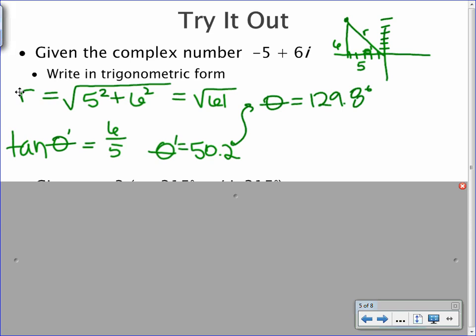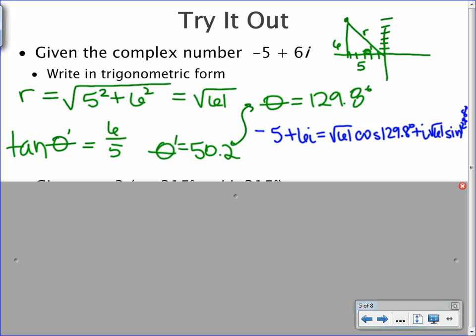So our number, -5 plus 6i, is the same thing as the square root of 61 cosine of 129.8 degrees plus i times the square root of 61 sine of 129.8 degrees. Wow, I ran out of room. I apologize. Okay? Yeah, just so it doesn't get confused with that angle.